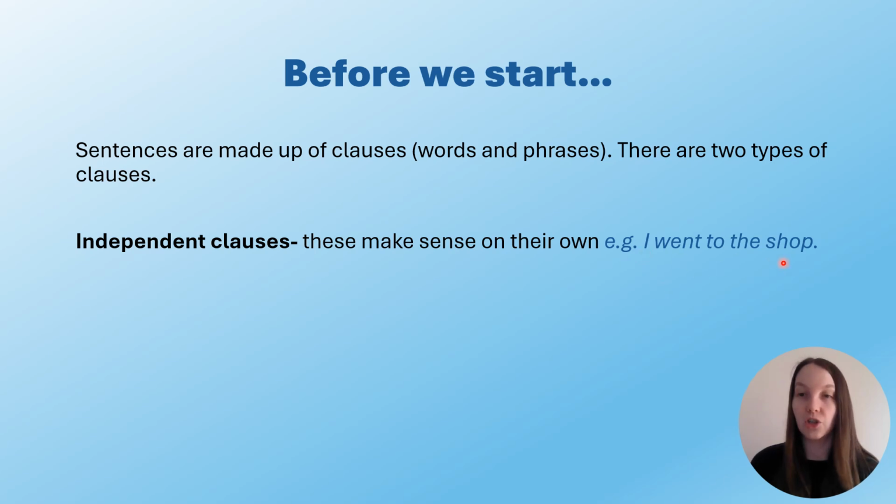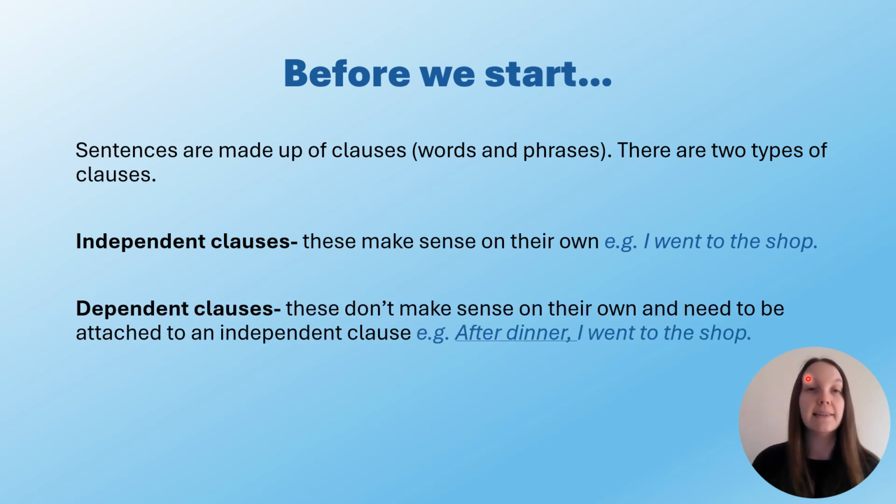I went to the shop. We've got the subject here of I, and we've got the verb went. So we need to have a subject and verb in there. And this makes sense on its own. And then we have the dependent clause. These don't make sense on their own. In fact, they need to be attached to an independent clause to make sense. So if we have a look here, we've got after dinner, I went to the shop. The after dinner part is the dependent clause. It doesn't sound finished. It doesn't sound like it makes sense on its own. So it needs to be attached to a clause that does make sense on its own.